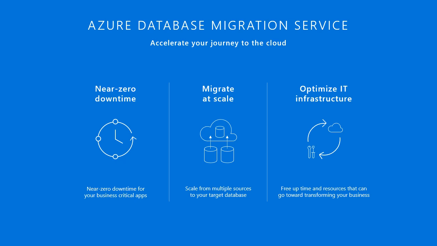You can actually run the database live on-premise while you are migrating the data. So it takes care of all of those row level locks to make sure that the data is being migrated in real time while you're actually using the database. So you can actually super minimize the downtime. You can also migrate at scale. You can migrate from multiple sources to multiple target databases, and you can now free up time and resources that can go towards transforming your business.